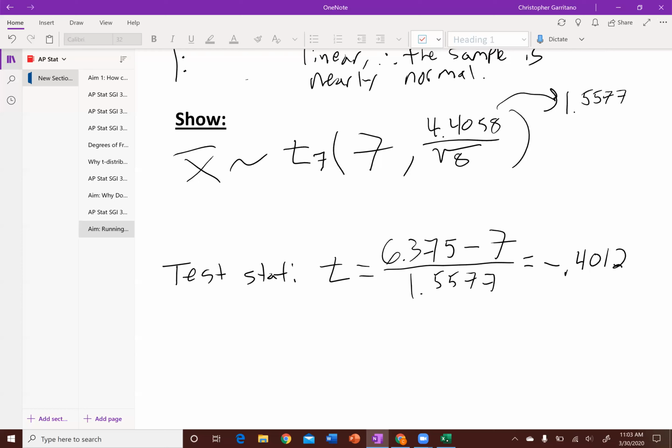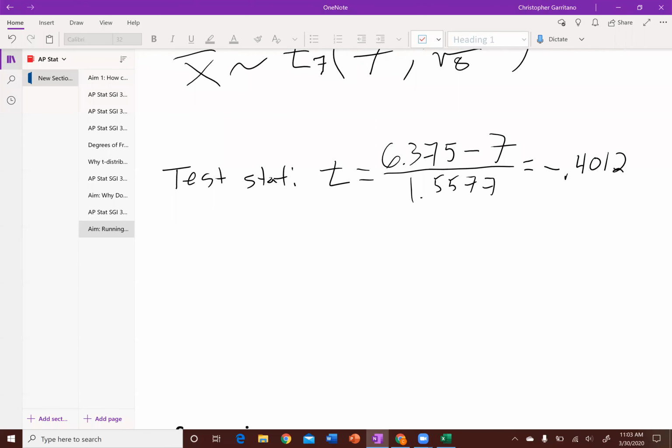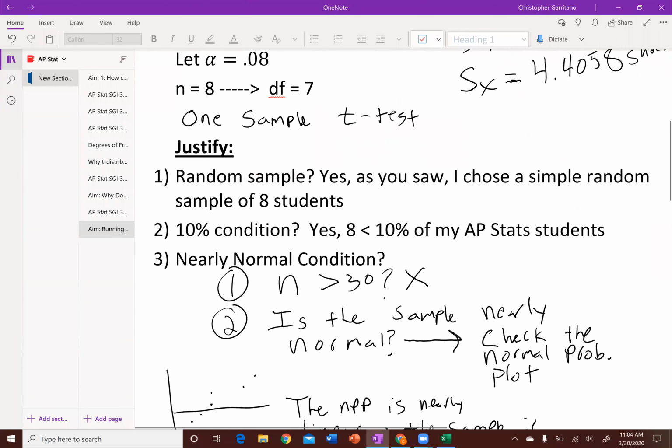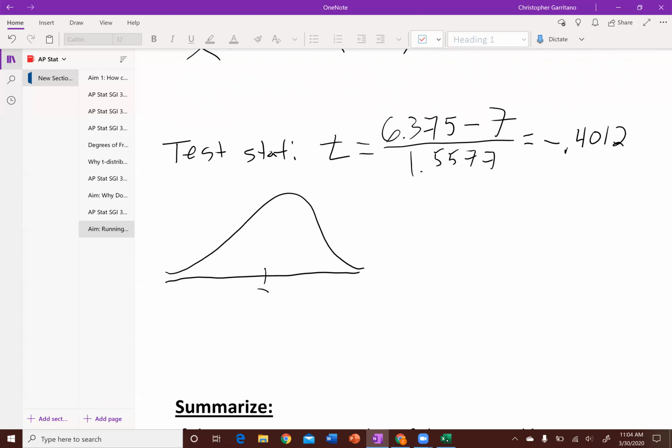All right, so remember this, what this tells me is that my observed statistic is 0.4012 standard deviations below the hypothesized mean. And so just to give you a sense, when we calculate our p-value, we're going to end up getting a pretty large p-value because, well, my center is assumed to be 7. This is my distribution of X bar. I have an observed stat that is below the mean. Here's my observed X bar.